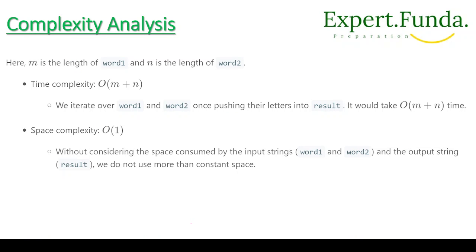And similarly, we have m from word 1 and n from word 2, the lengths. So now we are iterating over m and n. Once we push their letters into the result, it will take m plus n time. And that's why we can say that O of 1 is the space complexity.